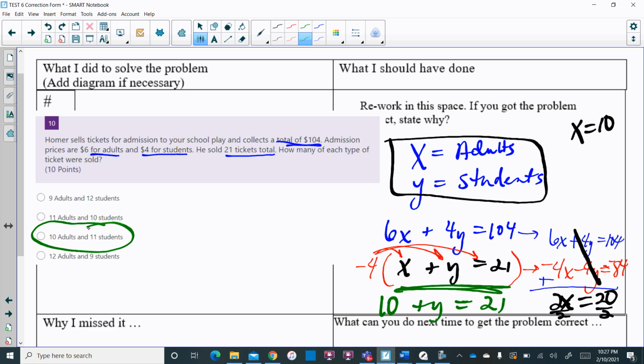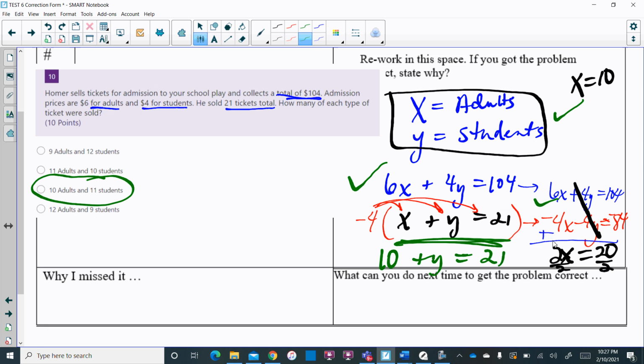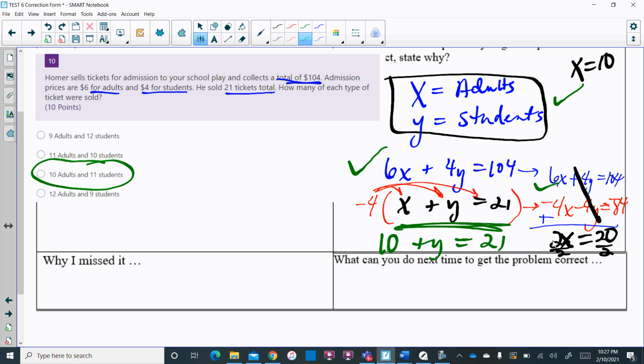So yeah, I needed to see some work on this. I needed to see you defining your variables, writing the equation, the method you use to solve it correctly, and then the value of X or Y. You have to get to 1. So don't forget to tell me why you missed it, what you're going to do next time.